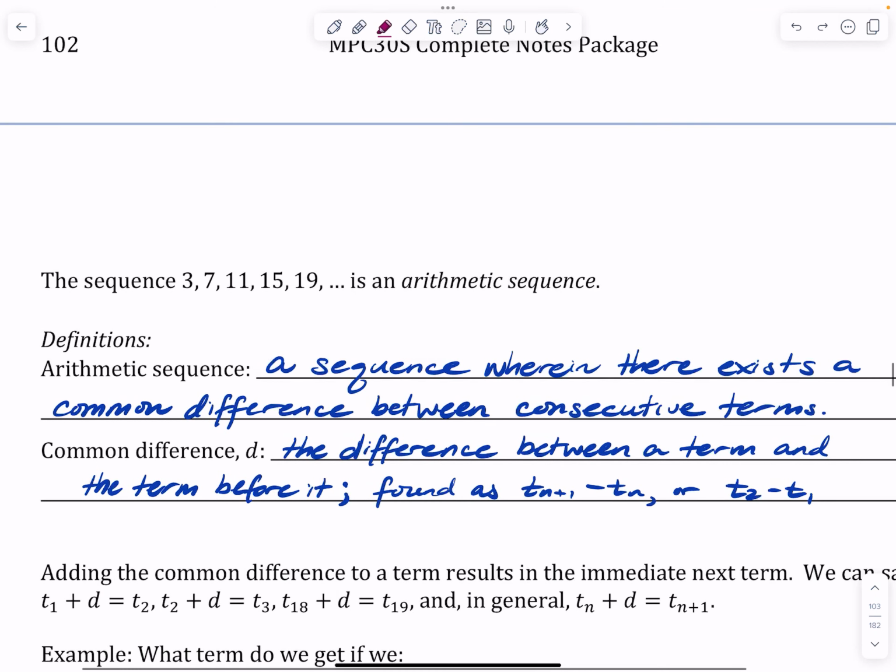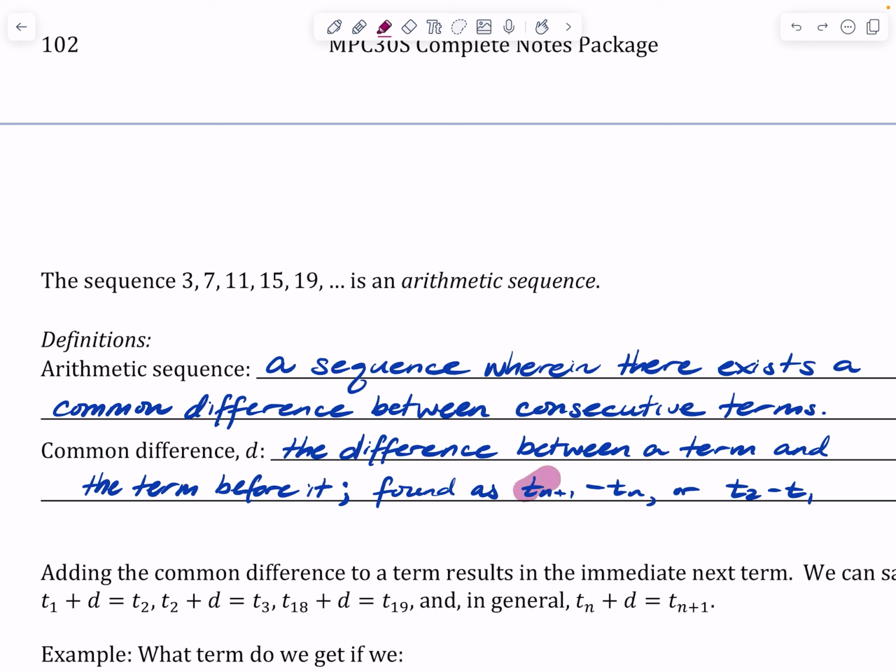I'll read this out, give you a chance to write it down. Actually, no, you can just pause to write it down. But reading it out, an arithmetic sequence, I know it looks like it says arithmetic, it's the exact same spelling, but it is pronounced arithmetic in this context. So an arithmetic sequence is a sequence wherein there exists a common difference between consecutive terms. And that common difference is the difference between a term and the term before it.